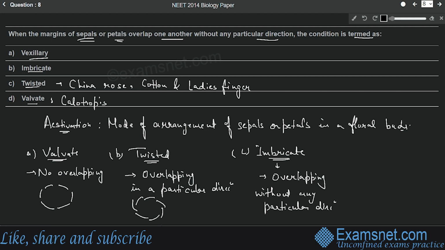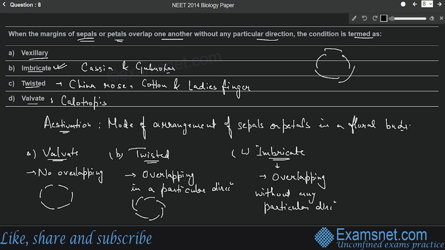So how will it look like? It will look something like this. Suppose you can see there is overlapping, but there is no particular direction for this. Okay, so the correct answer will be option number B, imbricate aestivation. Here there is overlapping without any particular direction. And what will be the example of imbricate aestivation? Cassia and gulmohar.